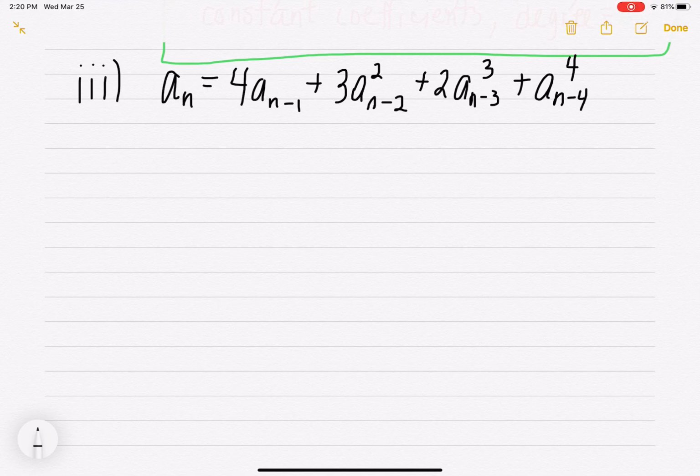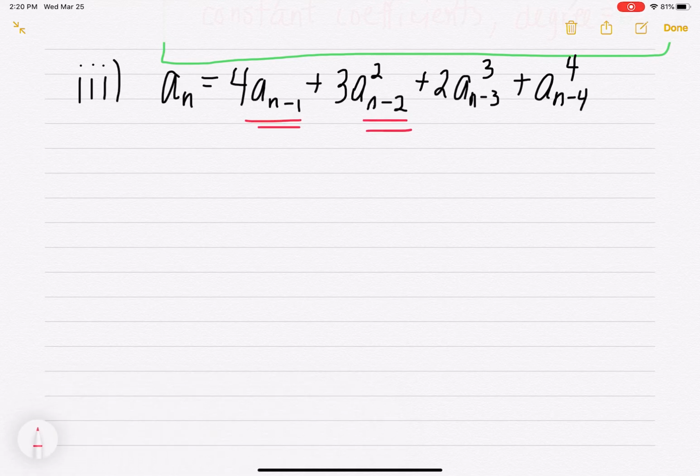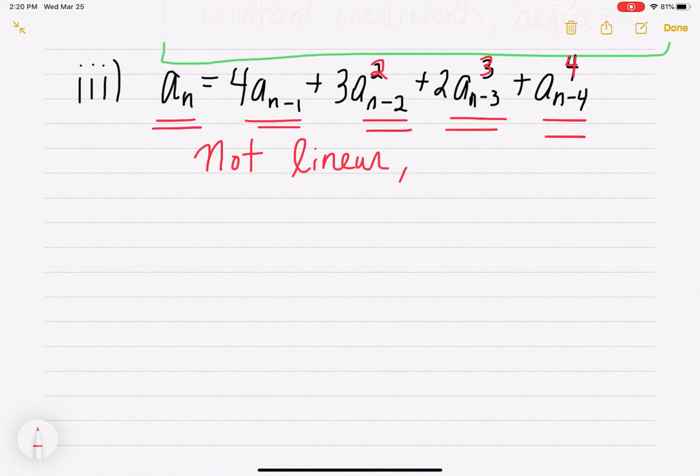So notice this one's not linear. Why is it not linear? Because of the exponents. When you look at your a_j's, you have exponents besides 1, right? You have 2, 3, 4. So it's not linear. It's homogeneous. Why is it homogeneous? Because the only terms that are involved are the a_j terms. We don't have something on the end like a constant like 5, or something like n squared or n factorial or anything. So it's homogeneous.